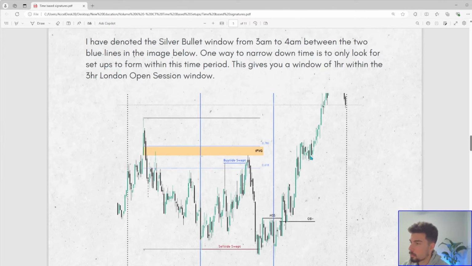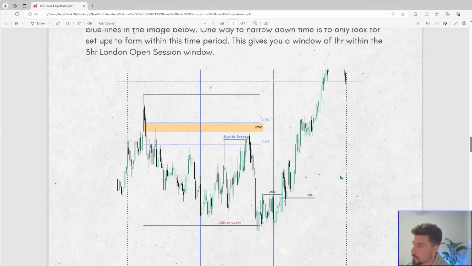So for some people, they don't want to be looking at the charts for 3 hours. And I understand that, right? You got a life, or you got work, or you got something else to do. So a lot of people want to narrow down their time frames to silver bullet. And people ask me, well, is there going to be a setup every single day in silver bullet that is extremely clean? And the answer to that is no.